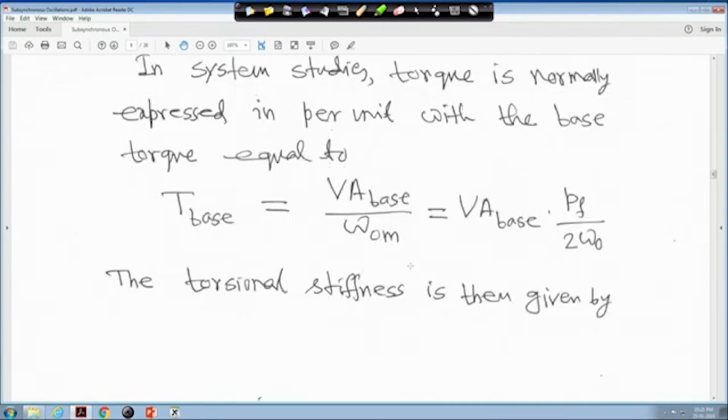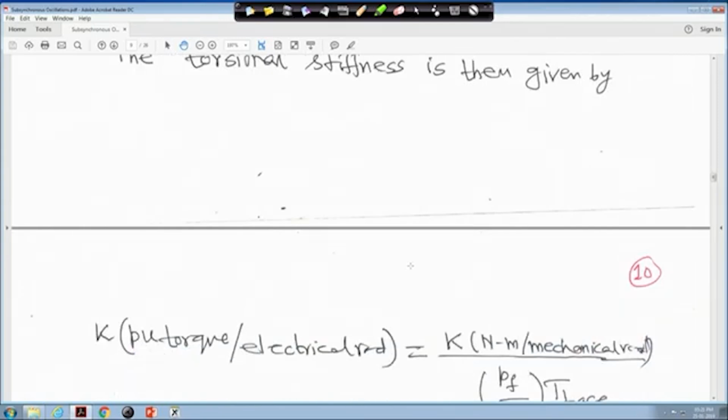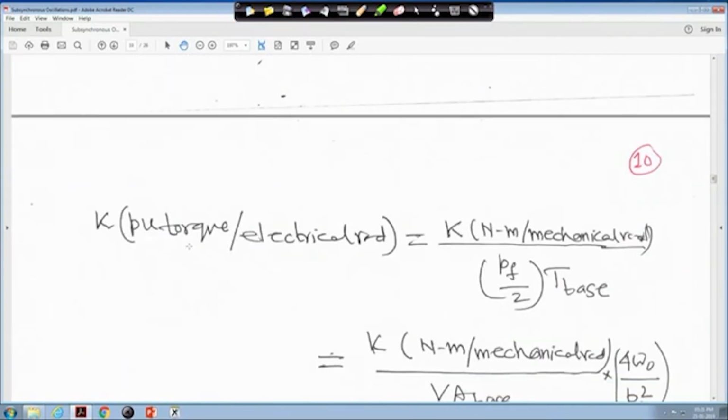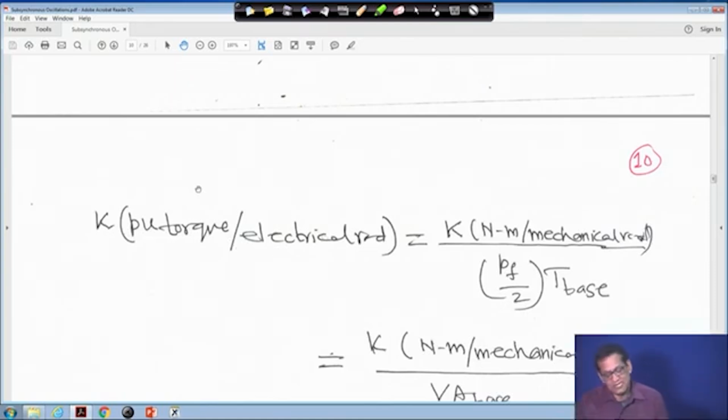So, the torsional stiffness is given by K, that is a torsional stiffness, per unit torque per electrical radian. In general it is a dimensionless quantity, equal to K in Newton meter per mechanical radian divided by Pf upon 2 into T base. You can also try a simple thing: K, with your unit Newton meter per mechanical radian, divided by Pf by 2 into torque base.